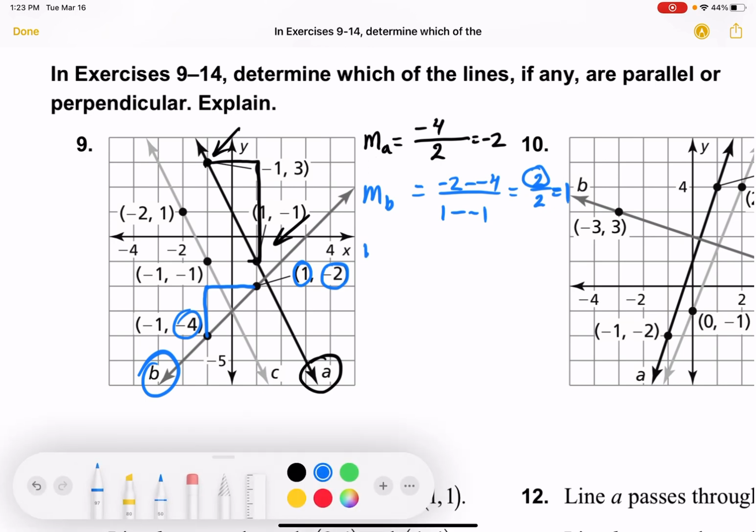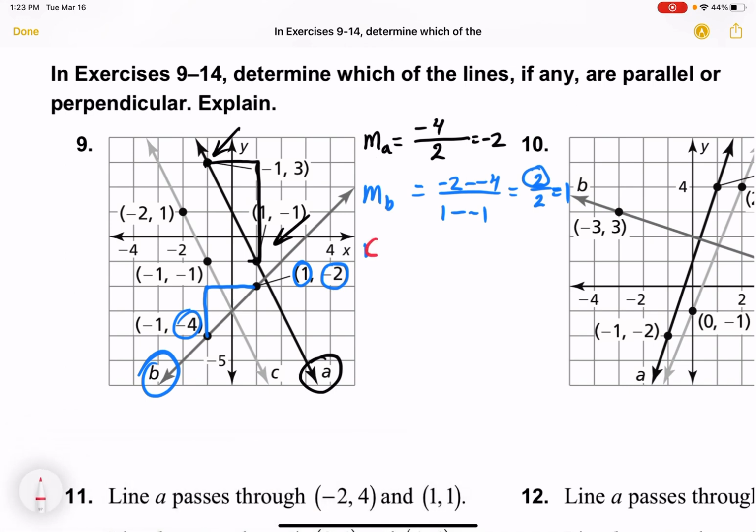And then we're going to find the slope of line C. We're going to write the slope of line C. For the slope of line C, we're going to count. We could count 2 units down, 1 to the right. 2 units down, 1 to the right. It's -2.